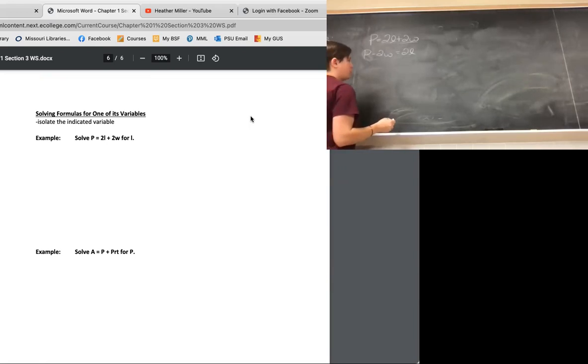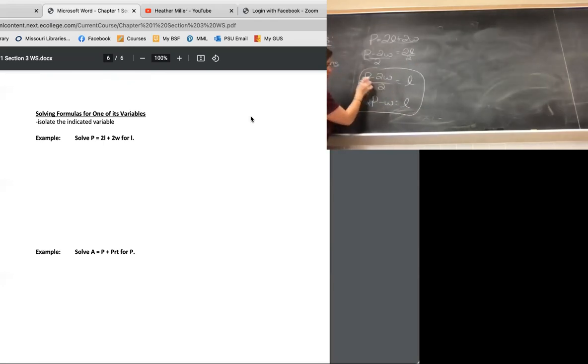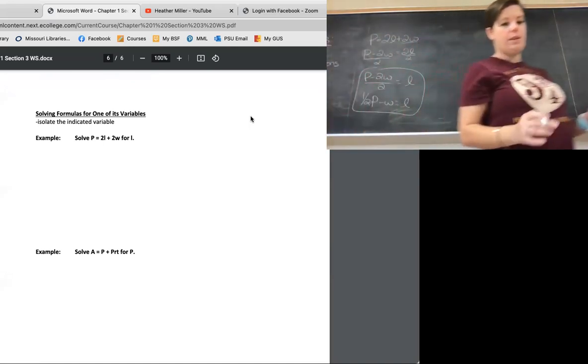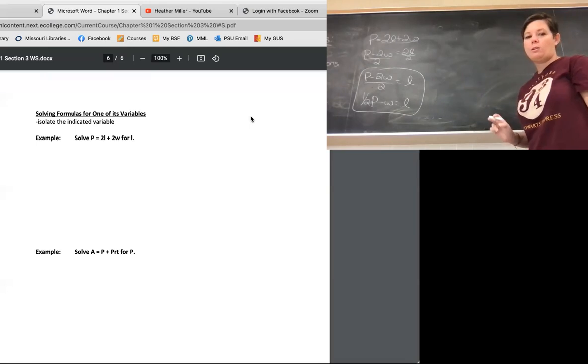Now we need to get L further by itself. So we're going to divide by 2. So you get P minus 2W over 2 equals L. I would probably not leave it that way, but you totally can. You can also write it as 1/2 P minus W equals L. Either of these is correct. All I did was look at the 2 underneath each of those and simplified it. Whichever way it makes more sense to you, you do it that way. So I solved the perimeter equation in terms of my L, in terms of my length, which is all it asked us to do.